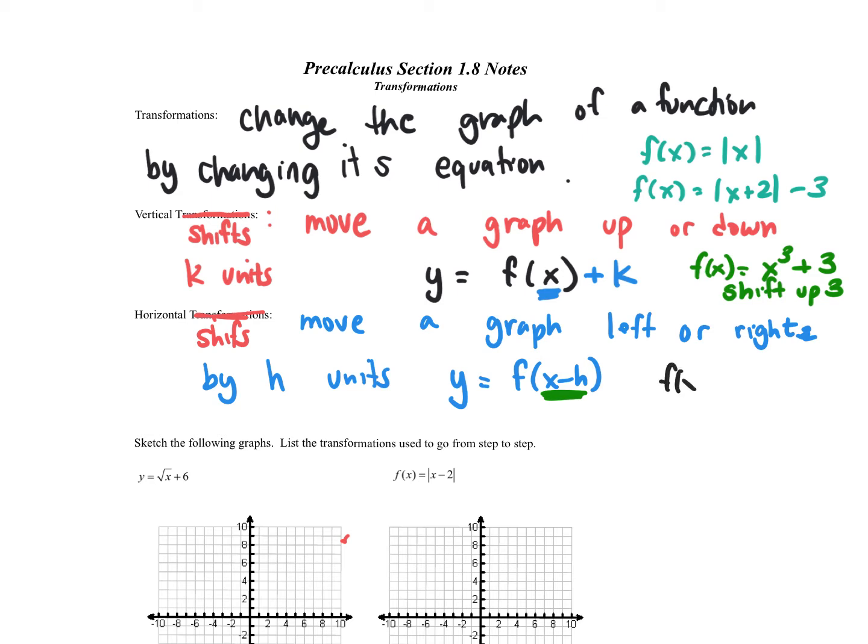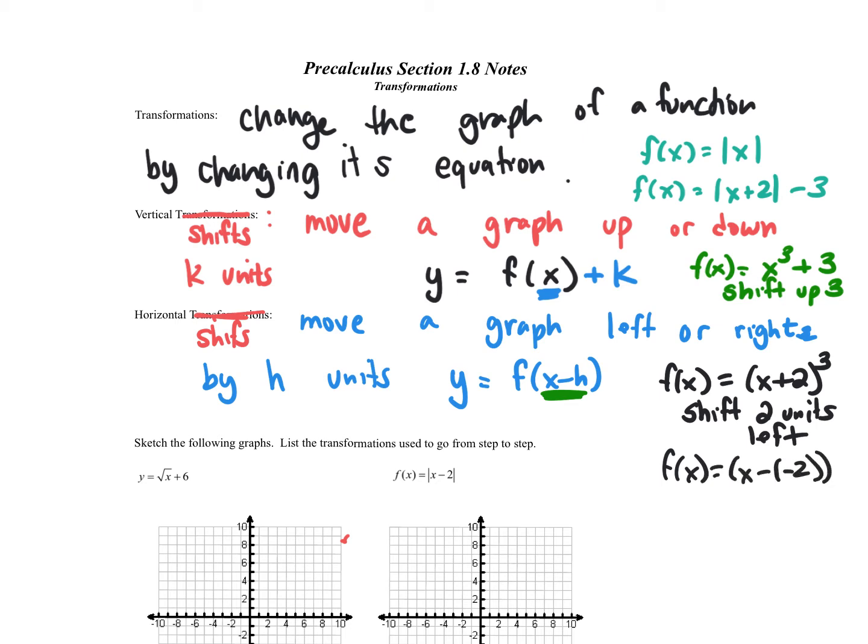So if I go back to my cube function, if I do x plus 2 cubed, this is actually going to shift 2 units left. Now generally we think of positive 2 as going right, but because it's minus h, this is technically written x minus negative 2 cubed. And so the h is actually negative 2. That is why it moves to the left. But you always want to think about it: if it's inside the function, inside the bars, inside the parentheses, then it always moves the opposite way of that sign. So plus will go left and minus will go right.